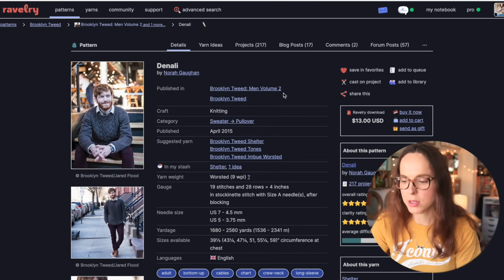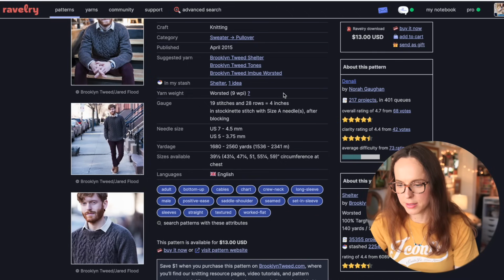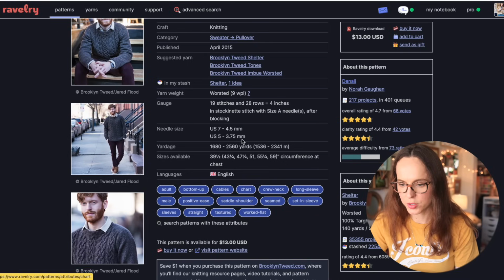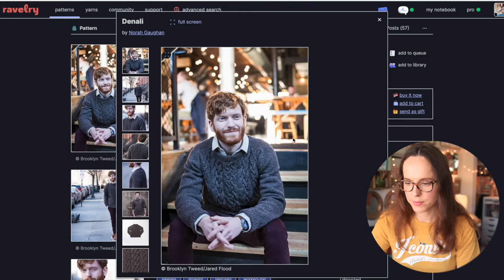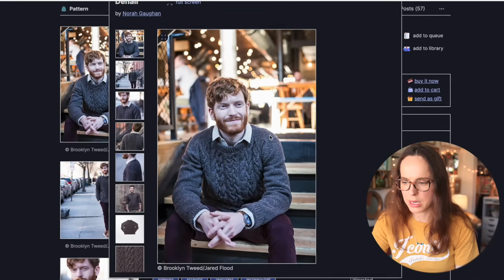Denali. Okay, so Denali by Brooklyn Tweed is a saddle shoulder sweater. Let's take a look. Yep, you can see the saddles on the shoulder right here. This one looks very cool. Yeah, saddle shoulder looks so nice.